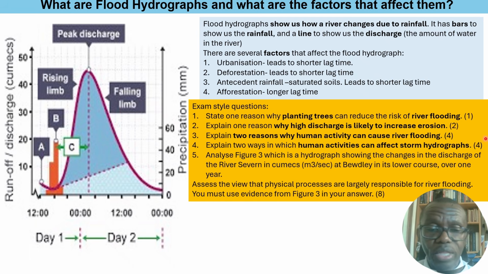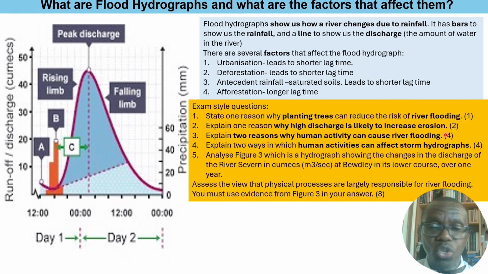Okay, so let's look at the questions that you're likely to be asked with regards to flood hydrographs. State one reason why planting trees can reduce the risk of river flooding. That obviously would be interception. And then explain one reason why high discharge is likely to increase erosion. For that one, you're just talking about the river having a lot more energy to erode.